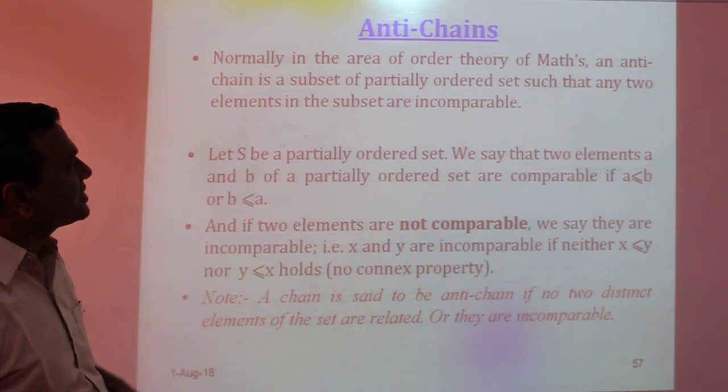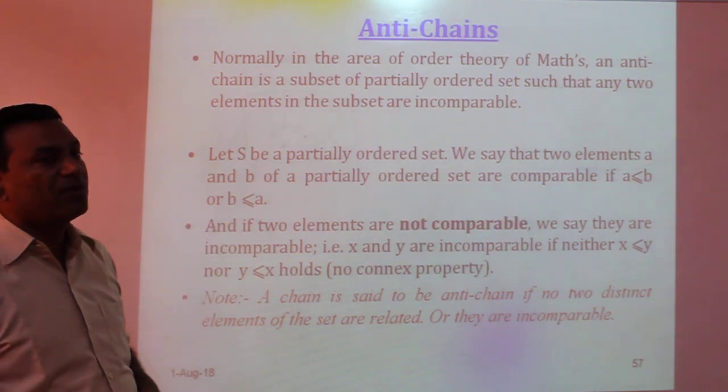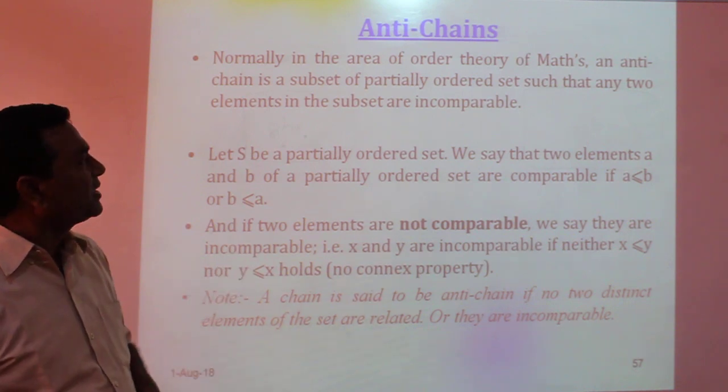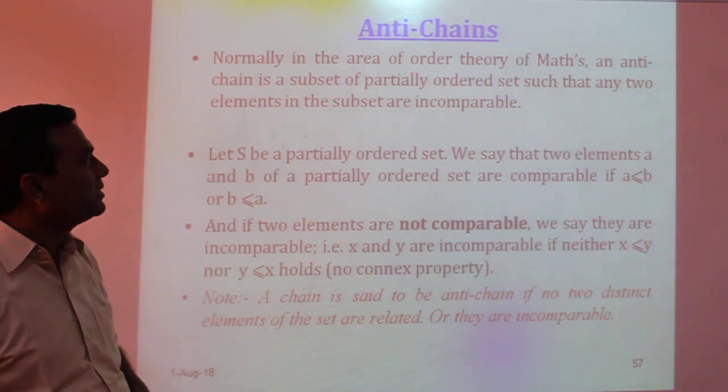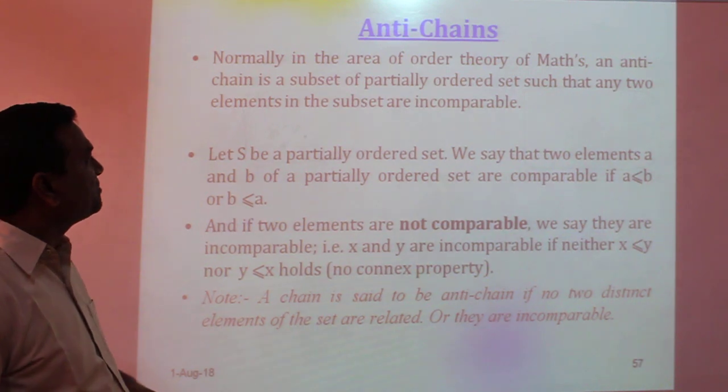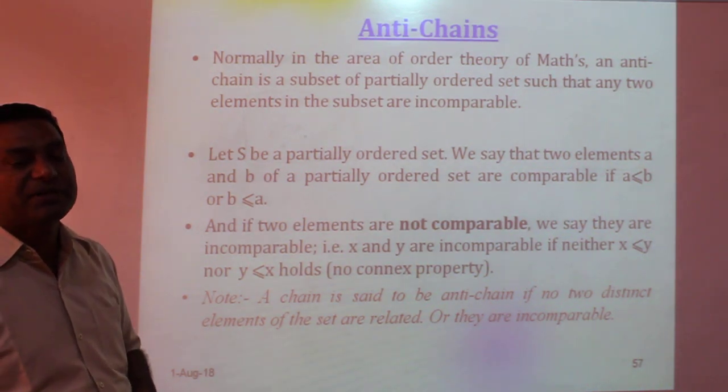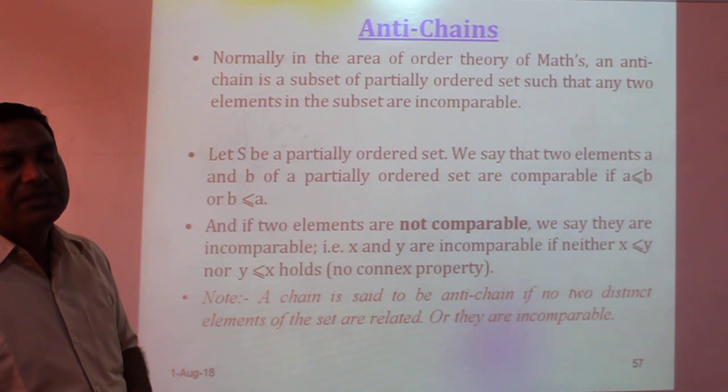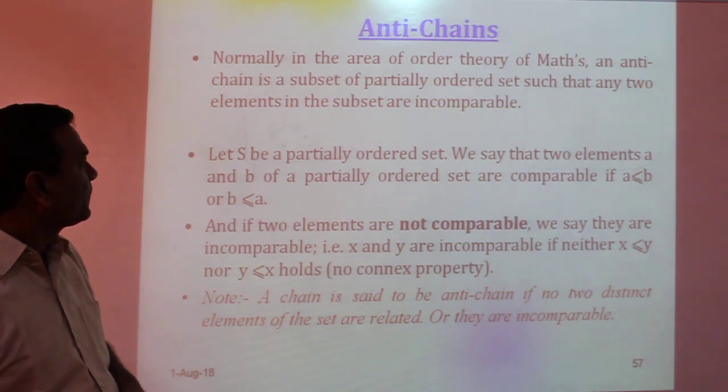Now we will see the antichain. What is an antichain, normally, in the area of order theory in mathematics? An antichain is a subset of a partially ordered set such that any two elements in the subset are incomparable. Here we will see the incomparability. If they are incomparable, then that is the antichain.